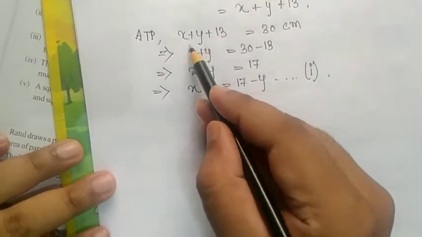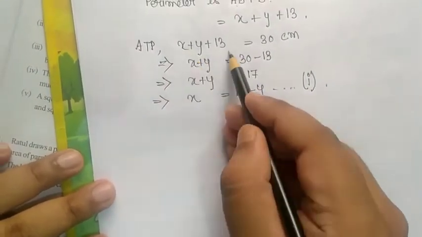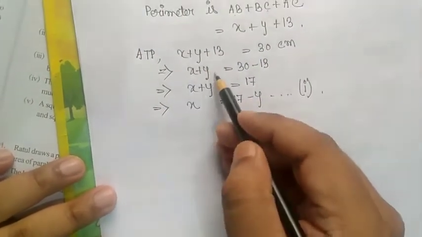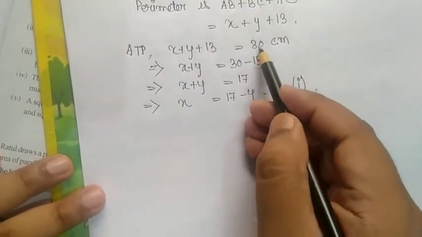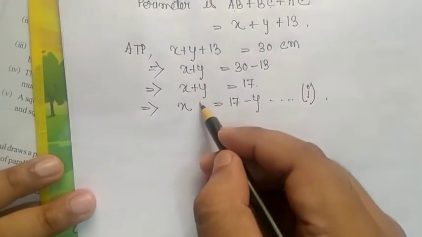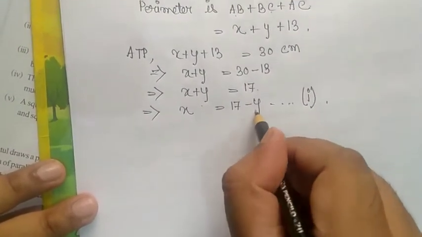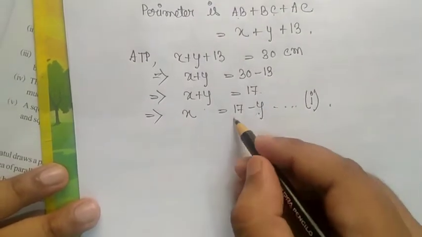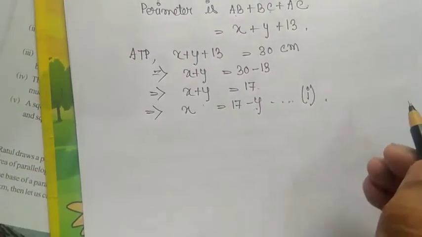Here we find that x plus y plus 13, the perimeter, equal to 30 centimeter. 13 goes to the right side, therefore 30 minus 13, which means 17, and if y goes to the right side, it should be minus. So x equal to 17 minus y.